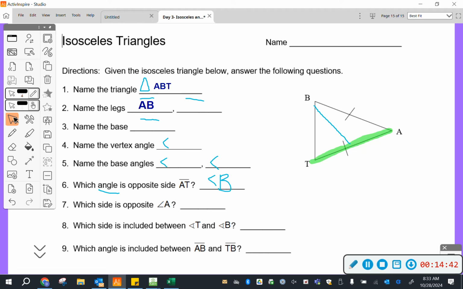Oh, okay. Go. Finish the rest of the front.